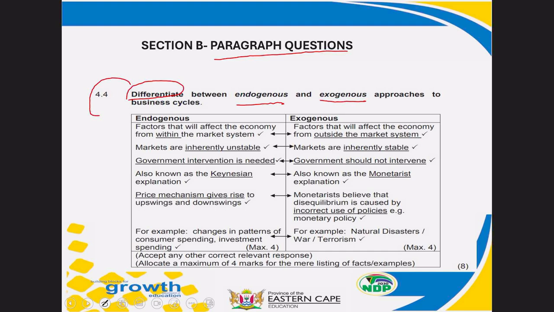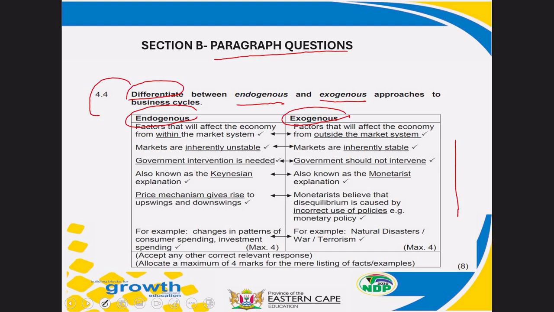What you need to do here is to compare the same things. You compare apples with apples. You compare the same things at the same time. You don't compare something else and another thing in the same sentence. So you can present your answer in a table form like this, or you can present your answer in paragraphs. You start by writing endogenous, you write everything about endogenous. But when you go to exogenous, your first comparison should match with what you have said under endogenous. And you get 1 mark each, not 2 marks each.